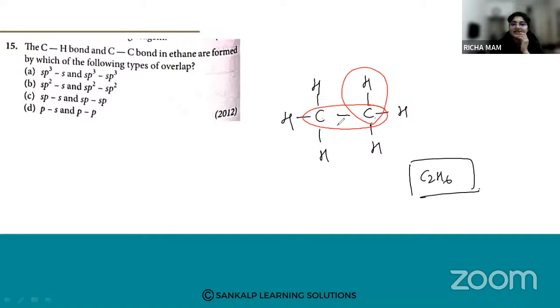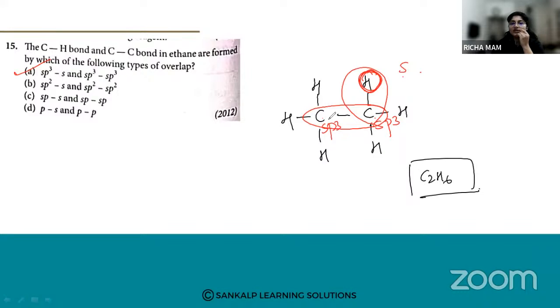Between the CC, sp3 and sp3 hybridized overlap is taking place. And between the CH bond, hydrogen does not have a p orbital, it has only an s orbital. So this is s and this is sp3. So which is the answer? It is option number A. So the overlap between the CH is s-sp3 and between the CC is sp3-sp3. This is the type of overlap present in ethane.